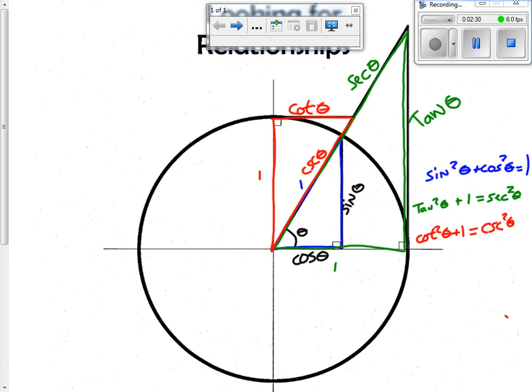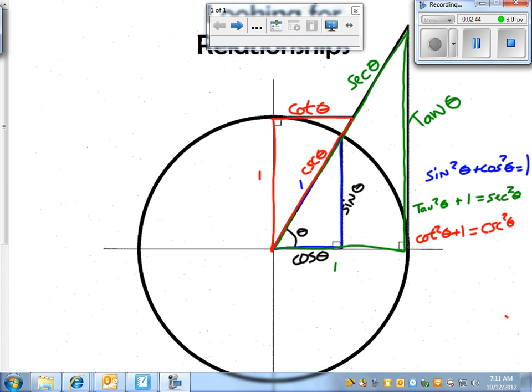Okay? Just some interesting relationships that are coming about because we've taken triangles, we've taken the trig functions, we've put the trig functions into the unit circle, and now we can start exploring a little bit with the relationships that happen here.